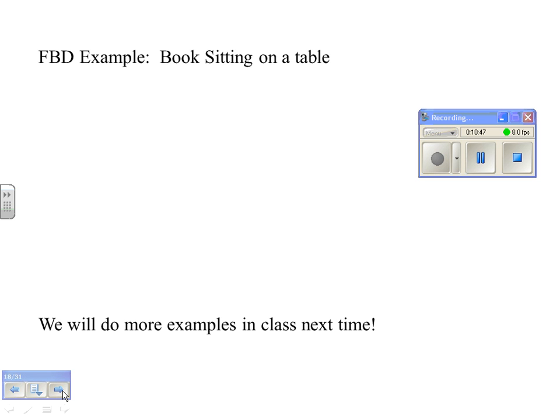Free body diagram example of a book sitting on a table. A free body diagram is actually going to use a dot to represent the object. So that's the object, which in this case is the book.